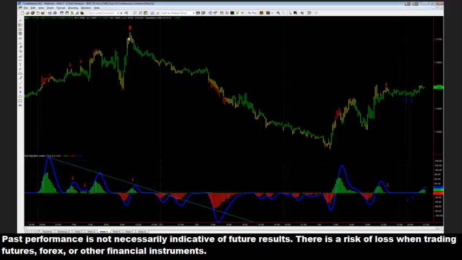Okay, and this is where you can drill down again. We talked about drilling down to the shorter time frames. Migration all the way down here.